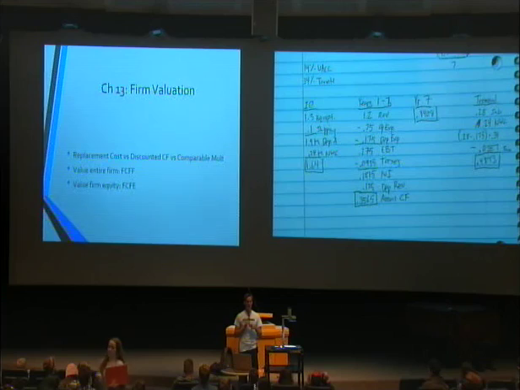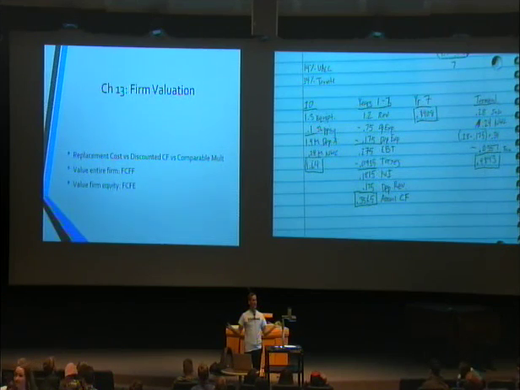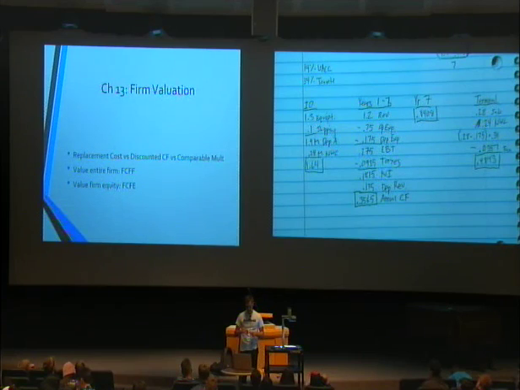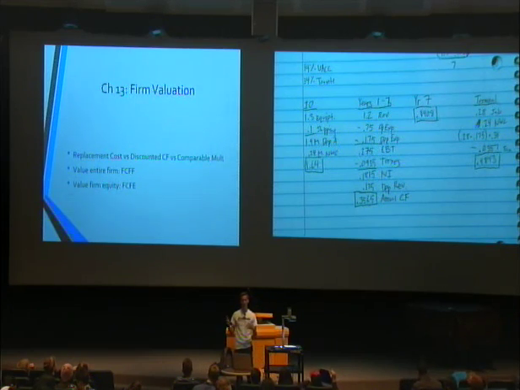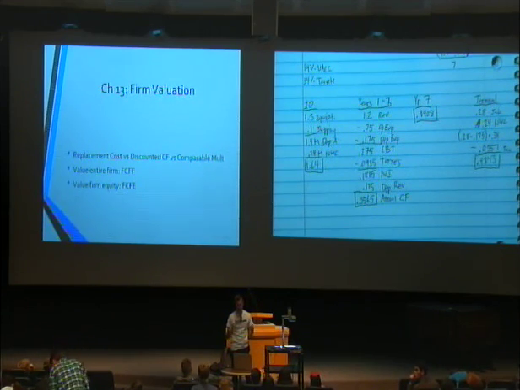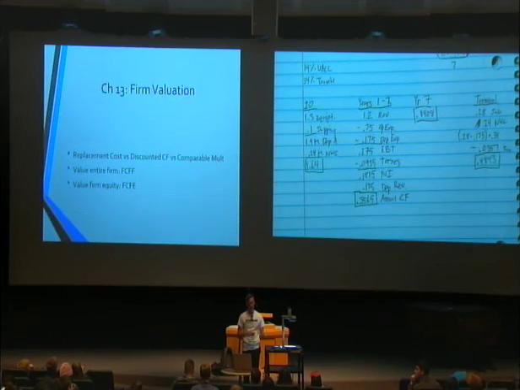So firm valuation. This is basically like everything accumulated together, if you want to value a firm instead of just a project. So we have these different methods for valuing a firm. We can use replacement cost method, which basically means we treat it as if it were a project. You have some amount of cash flows, and then you sell the entire firm at the end of however many years.